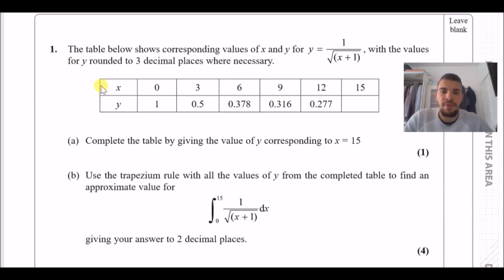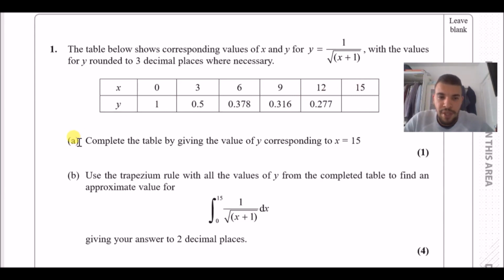So, number one, the table below shows corresponding values of x and y for this given function here, with the values for y rounded to 3 decimal places where necessary. Okay, so we've got x values here, and we've got a table which also consists of y values. Now they've done everything but x equals 15.